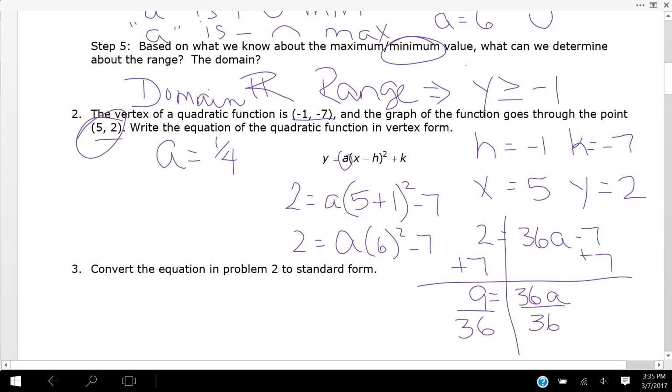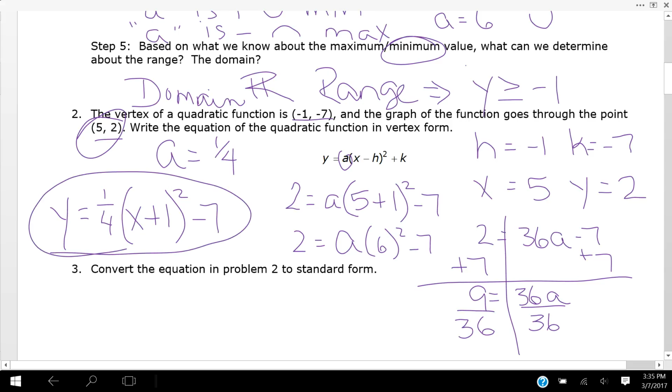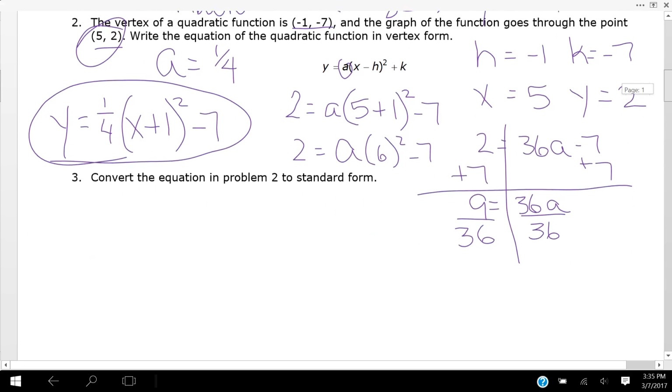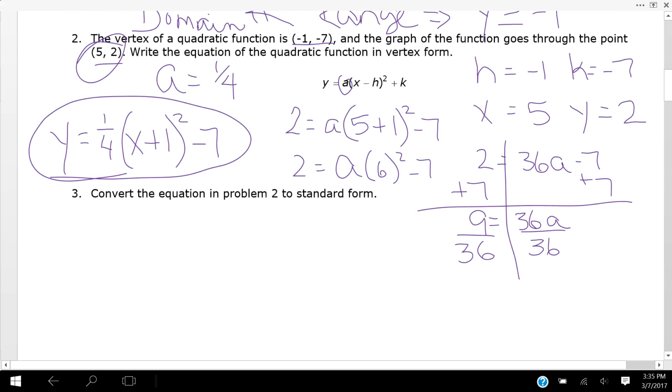I'm going to substitute that back into my original equation, and so I end up with y equals 1/4 times (x plus 1) squared minus 7. So here's my vertex form. Once I have vertex form, I can work it all out, multiply everything out, and I'll end up with ax squared plus bx plus c.